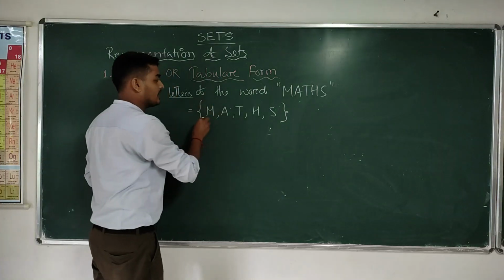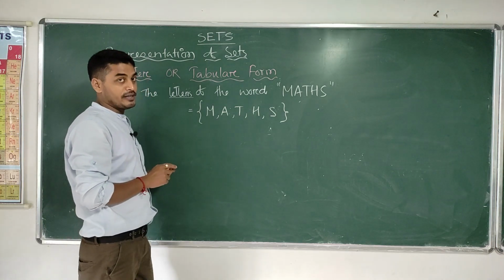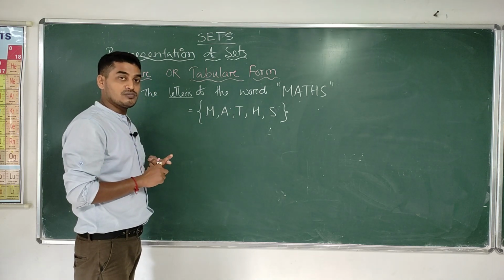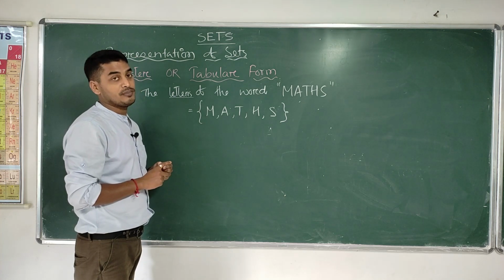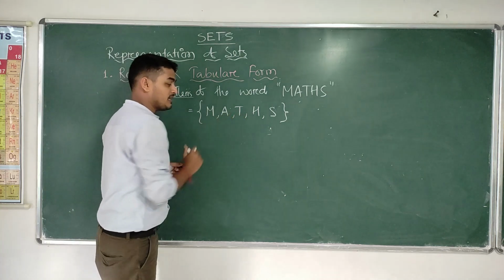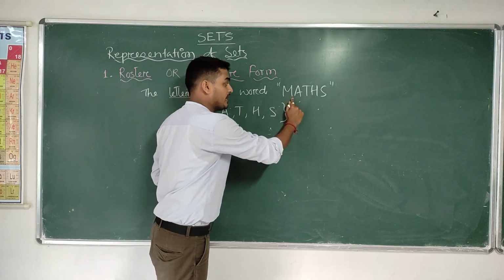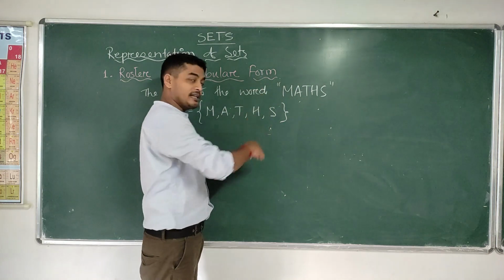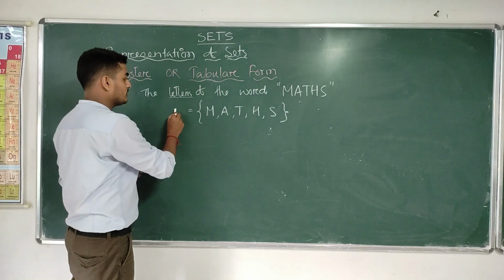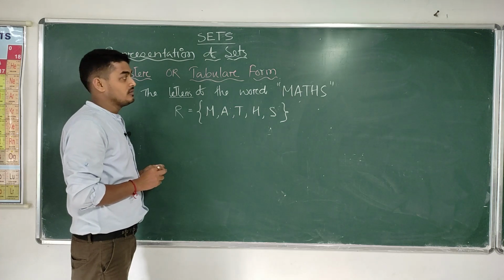You have to write them within curly brackets, with commas in between them, and the set should have a particular name. But remember, the name of any set should be represented by a capital letter from A to Z. In general, elements are represented by small letters, but as the letters of the word maths are mentioned in capitals, we have mentioned the elements as they are. Suppose this one is R. What is R? R is the set of letters of the word maths.